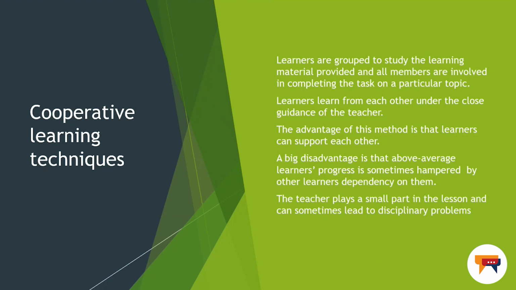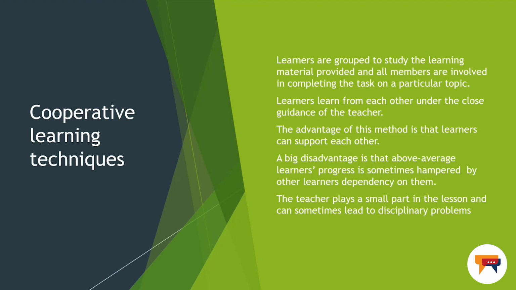Then we look at cooperative learning techniques. Now, under cooperative learning techniques, there are 5 sub-methods that fall under that. Now, what does this comprise of? Learners are grouped to study the learning material provided, and all members are involved in completing the task on a particular topic. You will see that it looks like the methods are the same, but there are subtle differences and you must look out for them. All right?